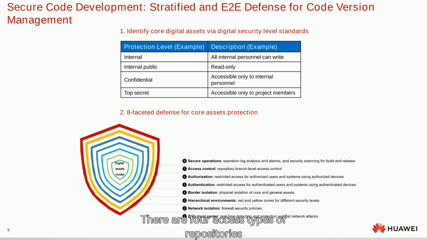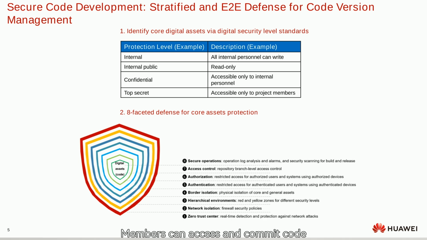CodeArts Repo ensures repository security by setting access permissions for repositories. There are four access types of repositories. First, private repository. The protection level is internal. This type of repository is open only to repository members. Members can access and commit code.